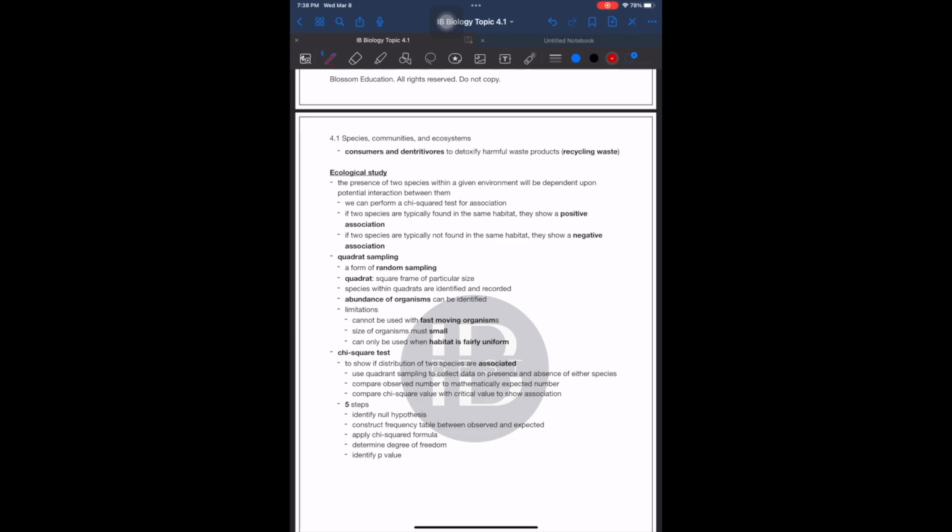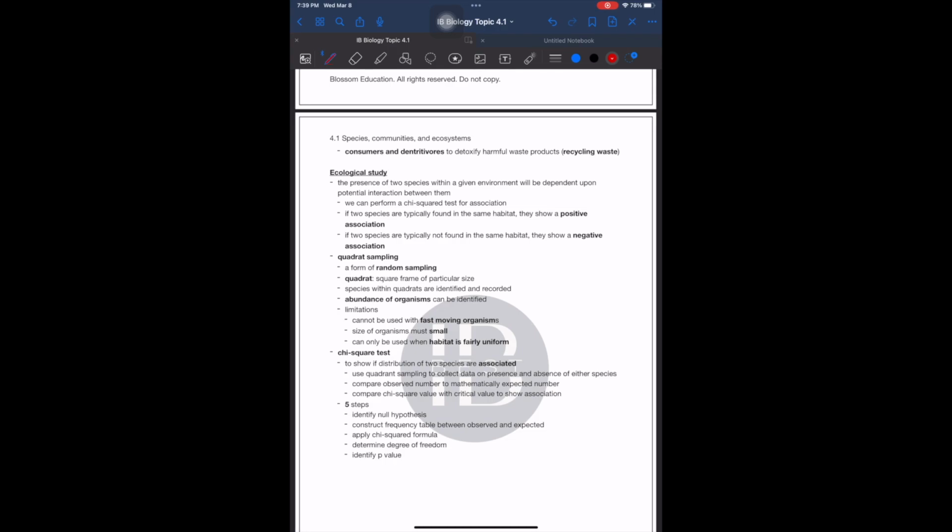To do chi-square tests, we would use quadrat sampling to collect the data on whether a species is present or absent, and we would then compare the observed number to a mathematically expected number of species within the environment. Then we would compare the chi-square value to a critical value to show whether there's association between the two species. So the chi-square test is conducted through 5 steps.